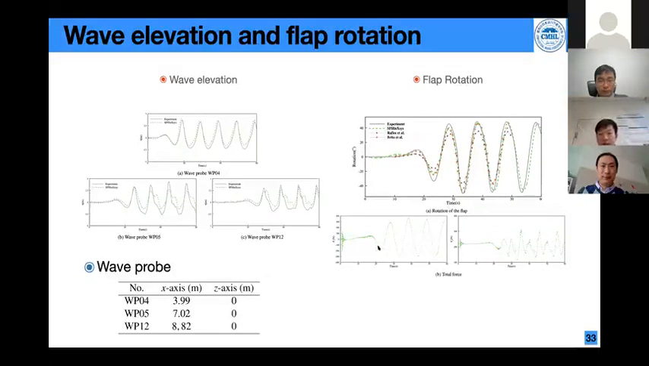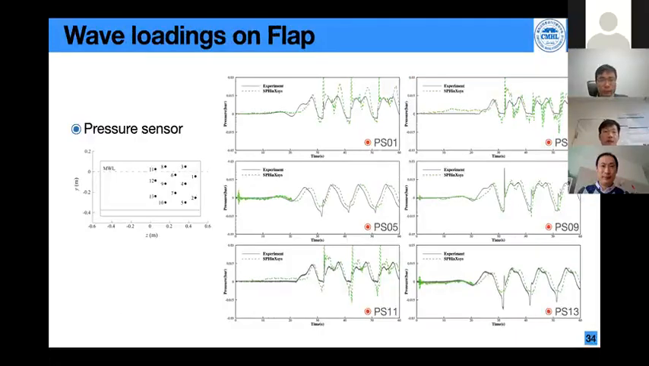As you can see here, the force in the x direction is the main force that induces the motion of the flap. And then we compare the wave loading on the flap. The wave loading actually has a key role in the design of the wave energy structure. In the experiment, we have 13 pressure sensors, and we choose 6 of them for the comparison.